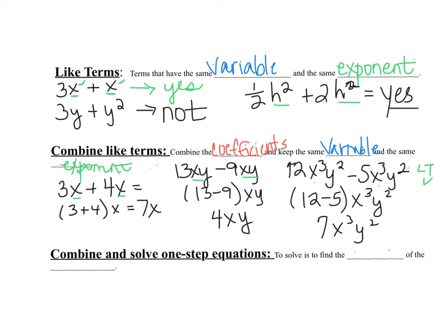Now, if I'm doing my math real quick and I make a little error, you feel free to correct me. Okay. So now that we know how to combine like terms, we're going to solve one-step equations. So to solve is finding the solution of the variable.